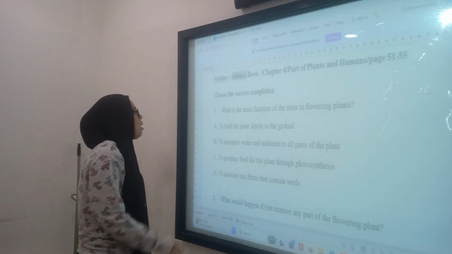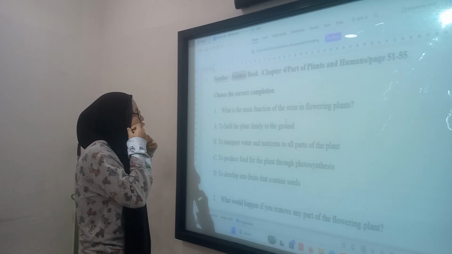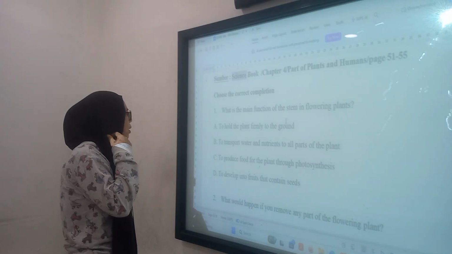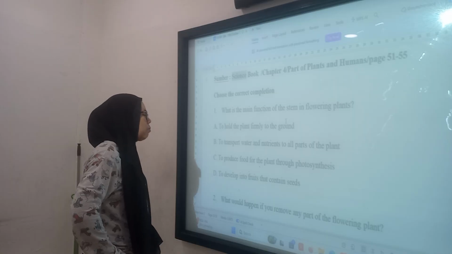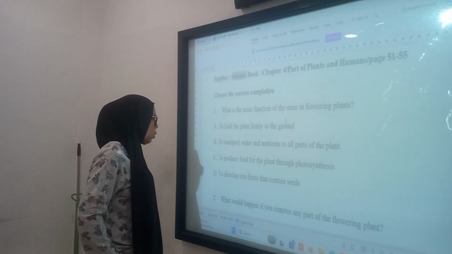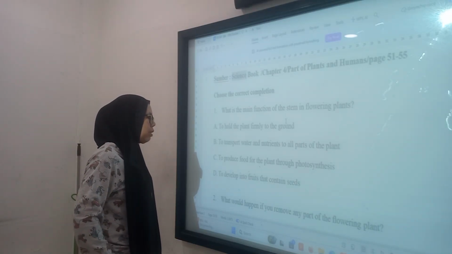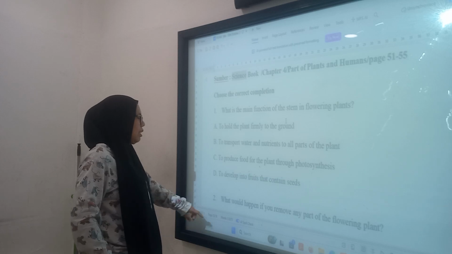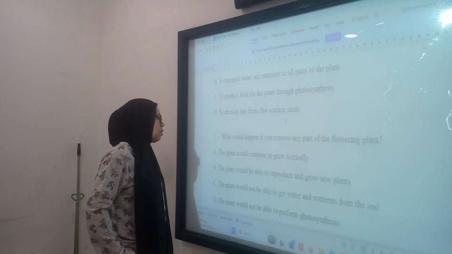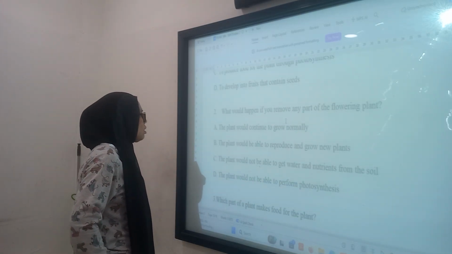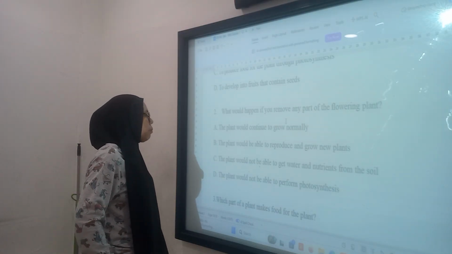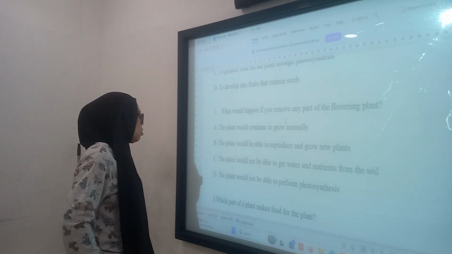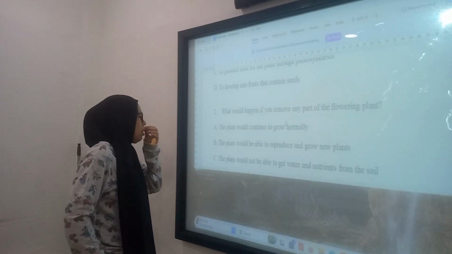Question number one: what are the main functions of the stem in flowering plants? This is B, to transport water and nutrients to all parts of the plants. Number two: what would happen if we remove any part of the flowering plants? I think the answer is C, the plant would not be able to get water and nutrients from the soil.